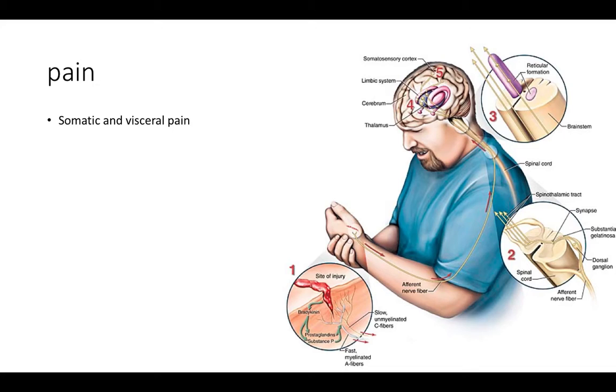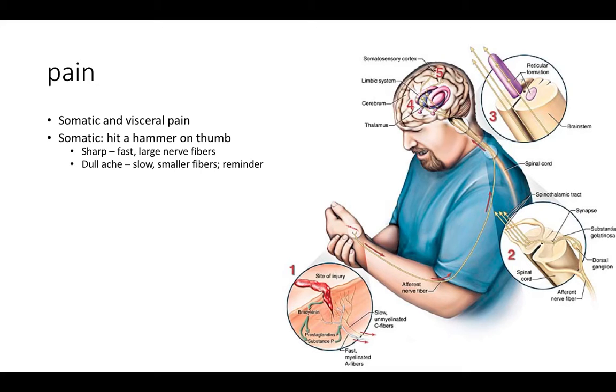So we can experience, the book talks about both somatic pain and visceral pain. Somatic pain is pain sensations in the skin, the muscles, the tendons, or the joints. Visceral pain is pain on the organs, and we have receptors in all of those areas.